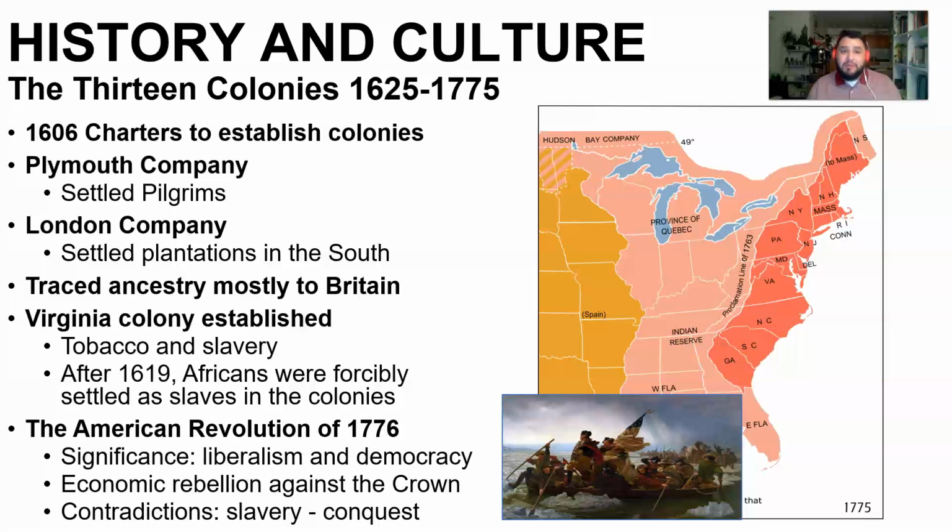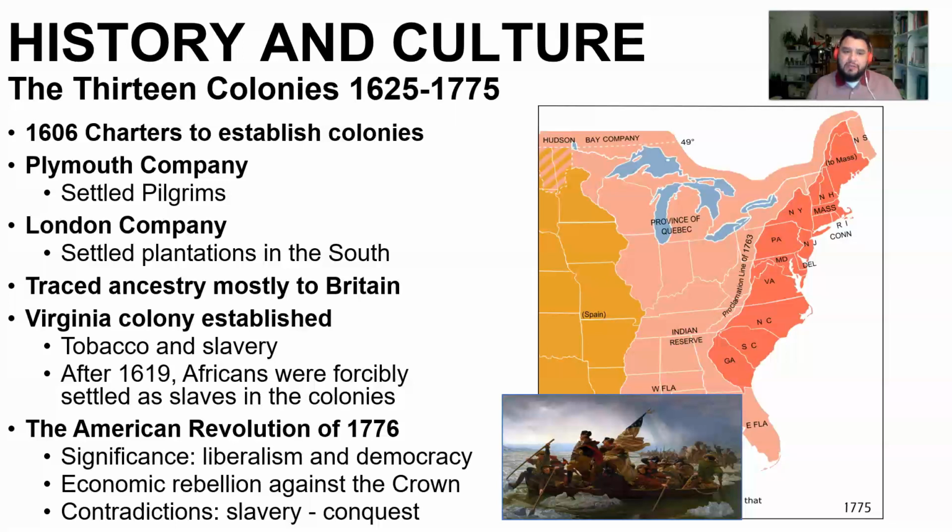Some of the first companies were the Plymouth Company, for example, which settled in Massachusetts, in the Northeast. We also have the London Company, which settled plantations in the South, and most of the people at this time traced their ancestry to Britain. Of course, we already have indigenous populations here that are going to be interacting most often in a conflicting way with the new settlers, who are coming to take their land, basically, to settle it and exploit the land to begin trading with the British Empire and other countries.